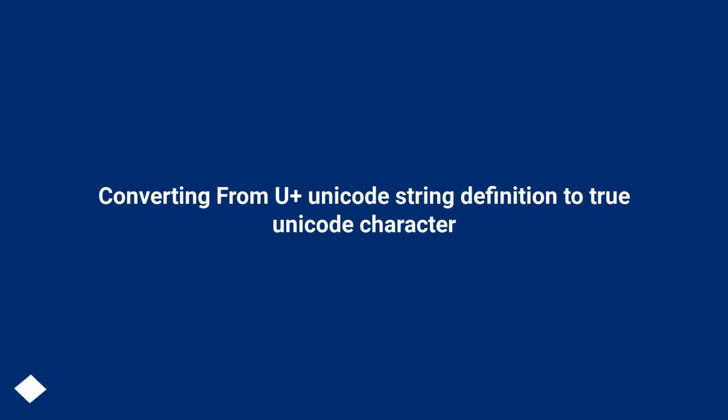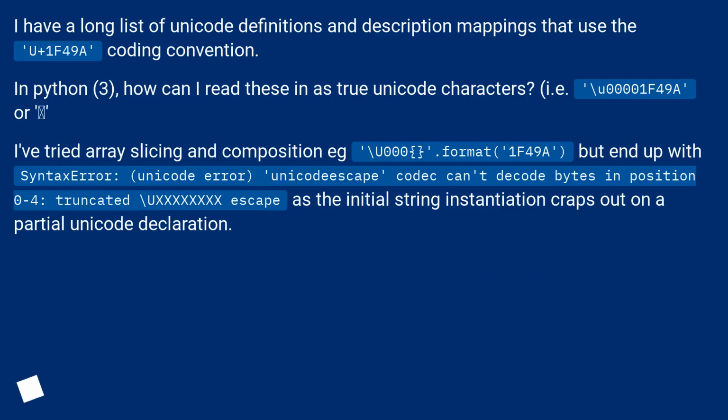Converting from a U+ Unicode string definition to a true Unicode character. I have a long list of Unicode definitions and description mappings that use the U+1F49 coding convention. In Python 3, how can I read these in as true Unicode characters?